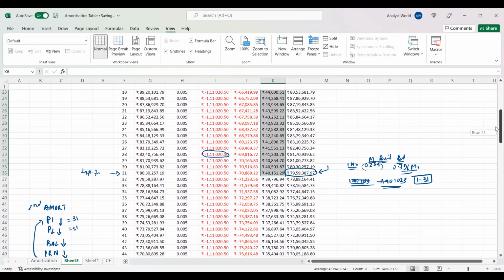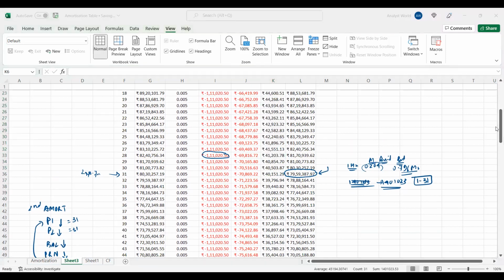Can somebody confirm? Yes, sir. How much are you getting? What is the value that you're getting in BAL? What is this value? 7959,387.97. This is minus. Obviously, it was going to be in minus.